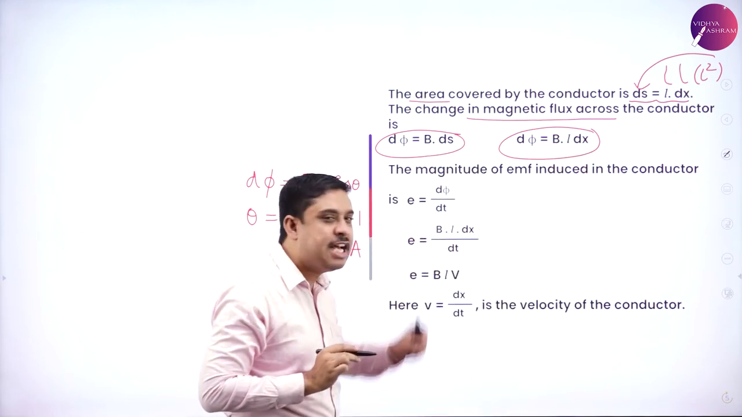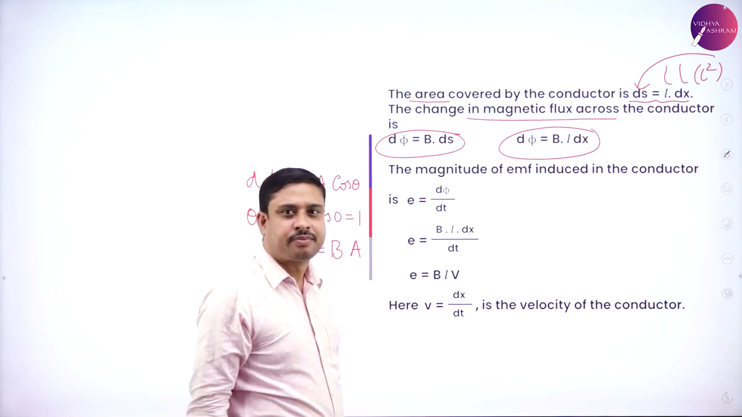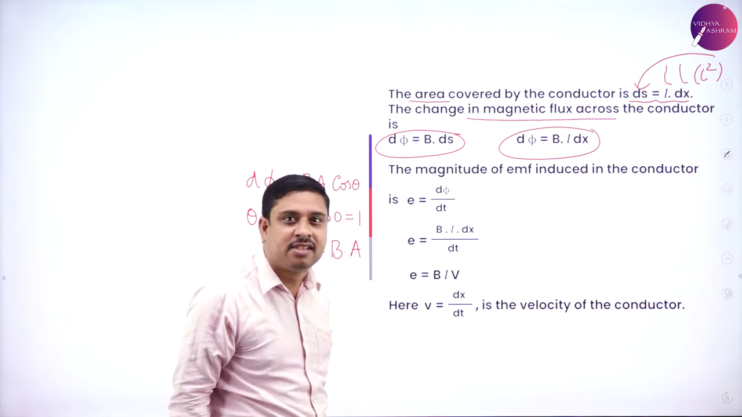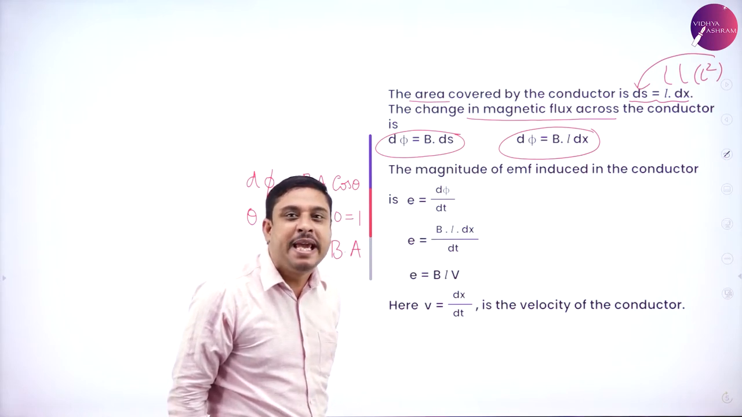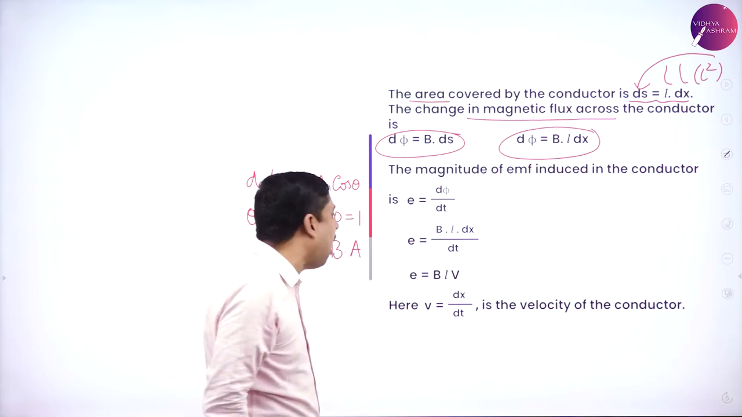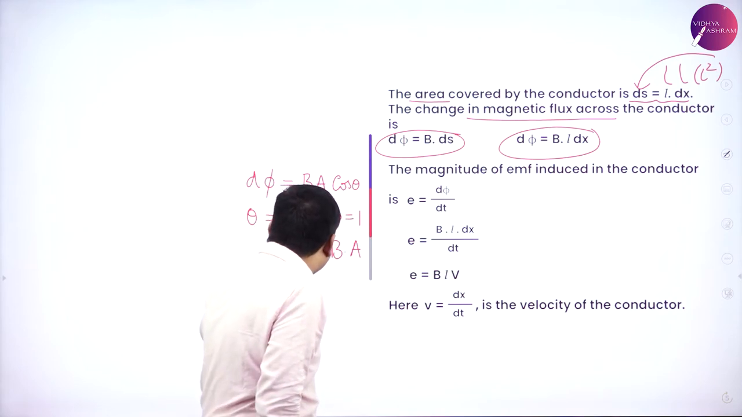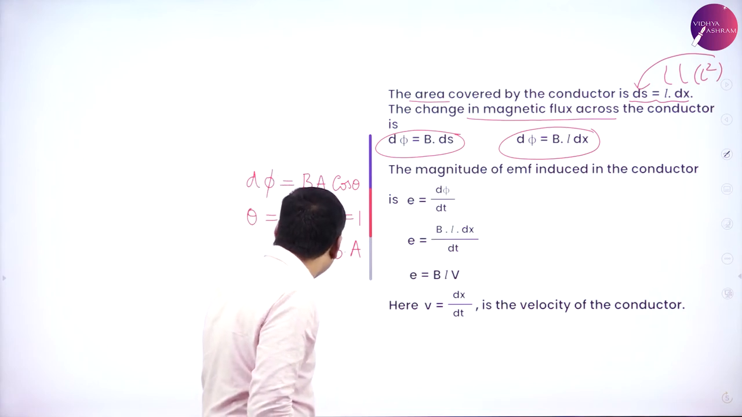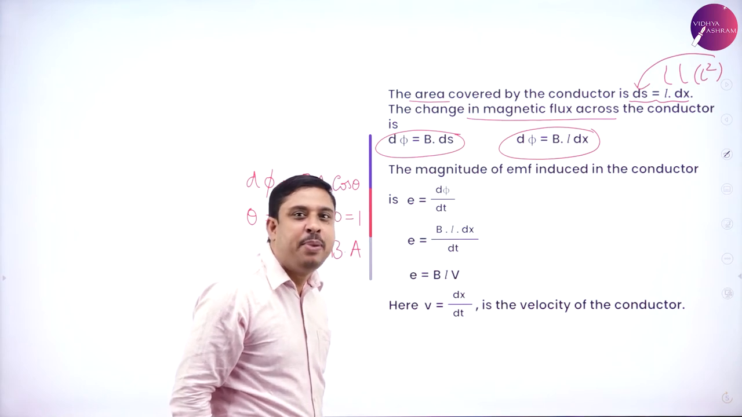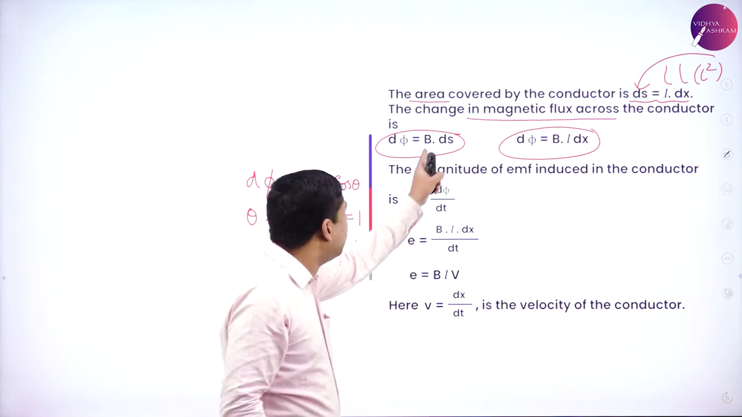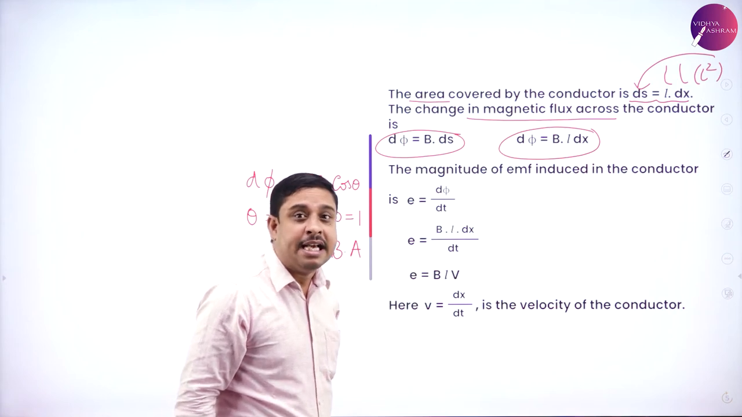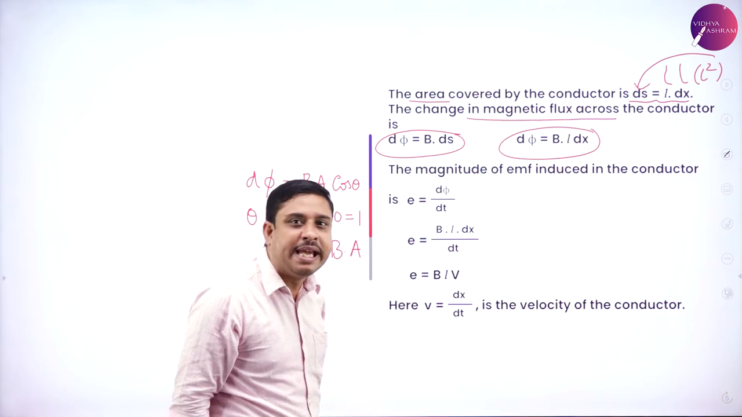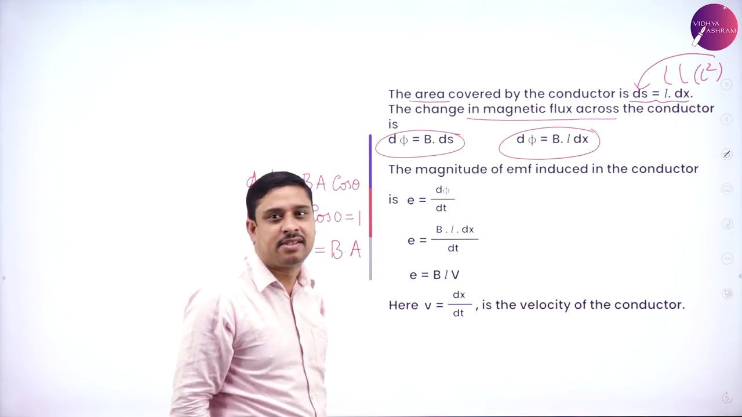So how did I get this? If you remember the concept of magnetic flux, phi was B A cos theta. Theta is 0 degrees, cos 0 is 1, so phi is B dot A. Here A, the area, is nothing but ds, so d phi is B L dx.